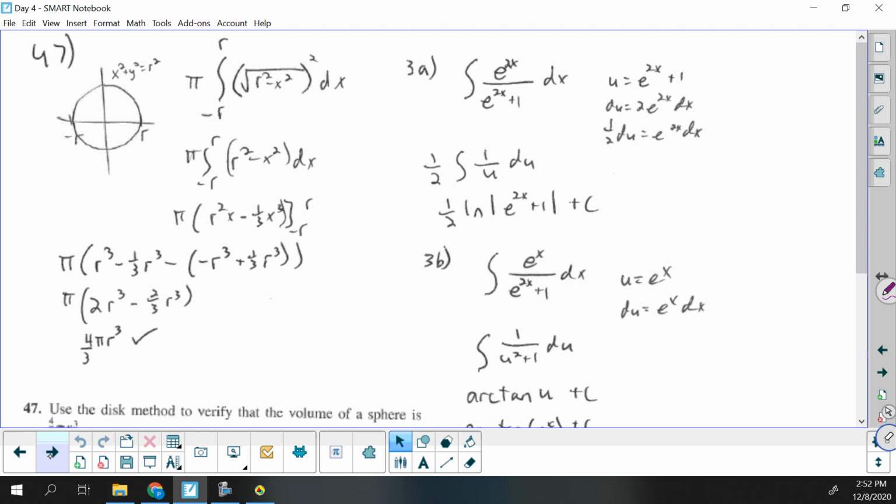For 47, you wanted to take x squared plus y squared equals r squared and get y by itself and just work with one half of the circle. So like the top half of the circle would be positive square root of r squared minus x squared. That's your radius, so when you square it, you have r squared minus x squared. The antiderivative of r squared, because it's a constant, it's just r squared x. Then you got minus 1/3 x cubed. Fill in your r, fill in your negative r, and it works out to give you our volume of a sphere formula.